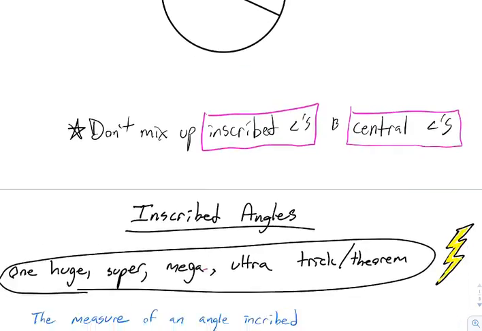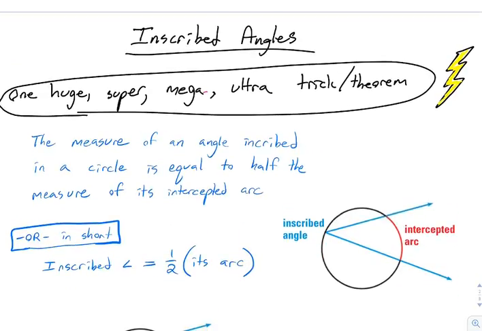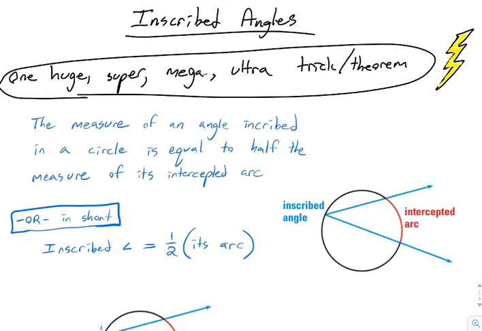All right, so let's start. So our big, huge, super, mega, ultra tricky theorem is that the measure of an inscribed angle, so just like shown here in the picture, an inscribed angle is an angle whose vertex is on the circle. So any angle like that, so notice the vertex is not in the center of the circle. The vertex is instead on the edge of the circle. So the measure of an inscribed angle is exactly half of the arc.